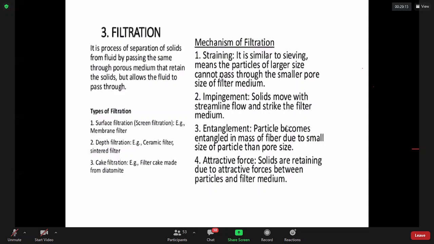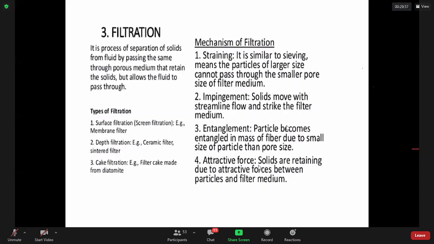Solids move with streamline flow and strike the filter medium. So the solids move with a streamline flow, and then they strike the filter medium. Now, obviously, the filter medium will only allow smaller particles to go through. Then the entanglement: the particles become entangled in a mass of fiber due to the small size of particles compared to the pore size. So you find that the bigger particles may not be able to go through, so they get more entangled. They get stuck to the fiber, so that the smaller particles can go through the pores.